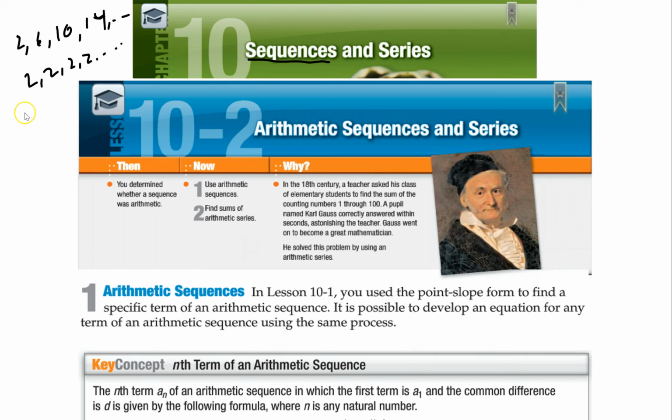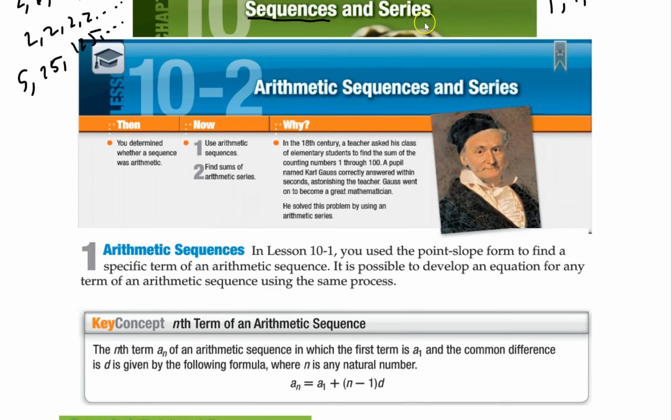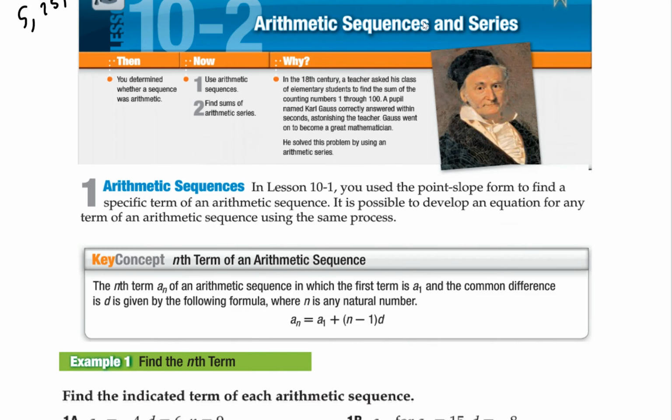You could multiply by a number. I could do like 5, 25, and then 125. That's a sequence. You can even have a sequence like this: 1, 4, 9, 16, and so on. We're just squaring every number. Those are sequences. What we're going to do in this lesson is talk specifically about an arithmetic sequence.